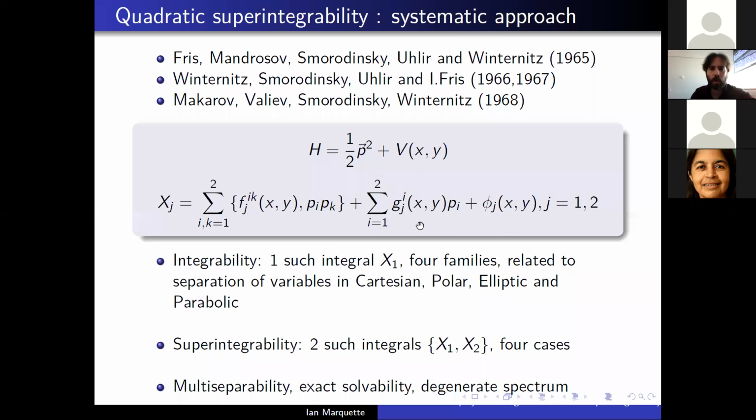So this depends on the coordinates. And here you can rely on some previous knowledge from the 30s that the Schrödinger equation in 2 dimensions admits 4 types of coordinates in which it can be separable, which are Cartesian, polar, elliptic, and parabolic, and these can be related to quadratic integrals of motion. But for superintegrability, you will require to have 2 such integrals, and then this will imply further properties such as multiseparability, exact solvability, degenerate spectrum.